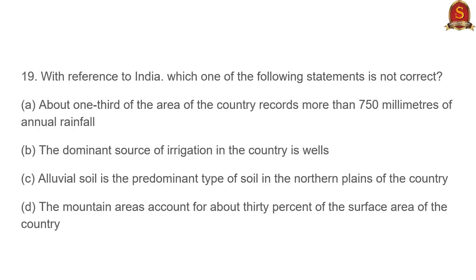Moving to 19, with reference to India, which of the following statements is not correct? Now, reading from reverse, the mountain areas account for about 30% of the surface area of the country. Okay, you need to make some sort of calculation here. Alluvial soil is a predominant type of soil in the northern plains of the country. No problem, you definitely know it is correct. The dominant source of irrigation in the country is wells.